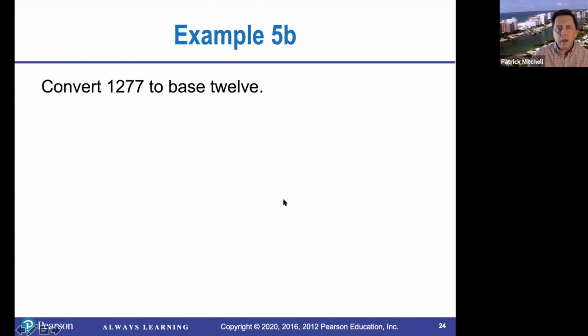Okay, let's see. Okay, the next example is to convert 1,277, which is a base 10 number, into base 12. So this is the long division thing that we did earlier with base 2. I am going to switch back to the tablet.